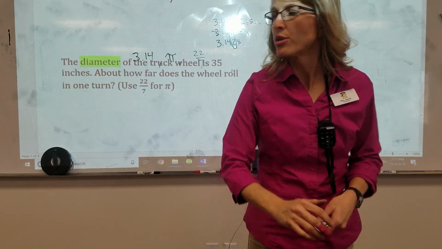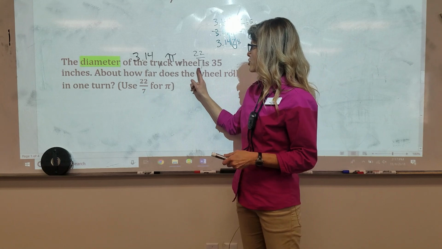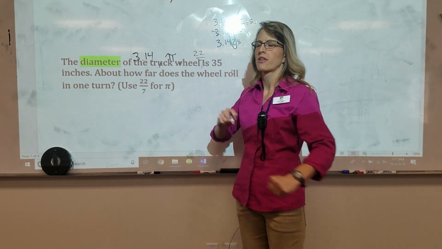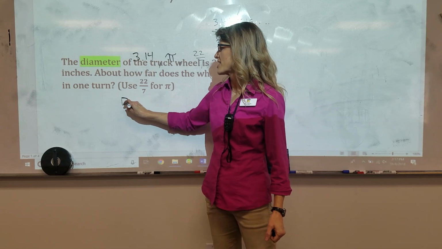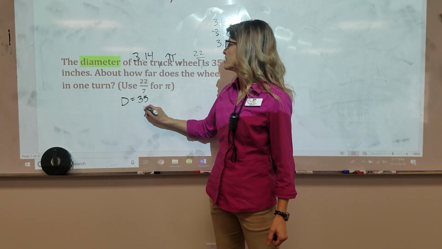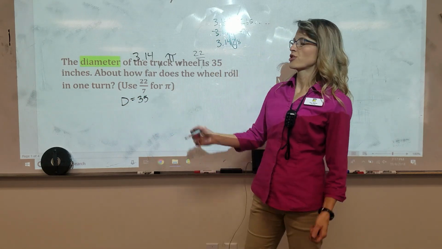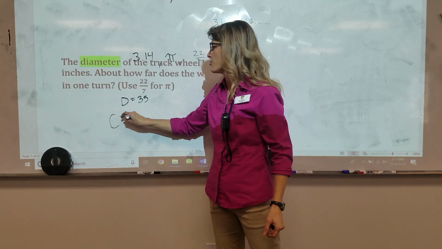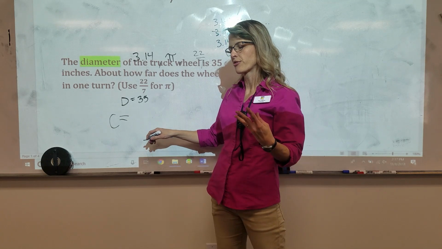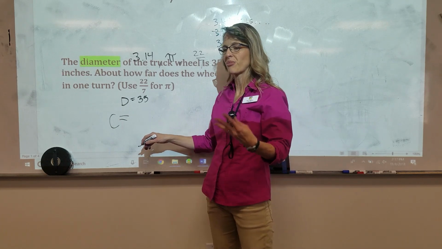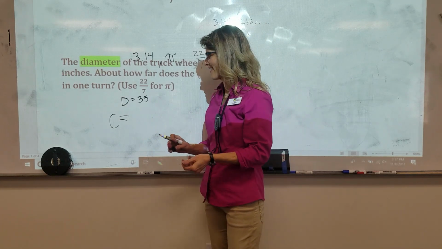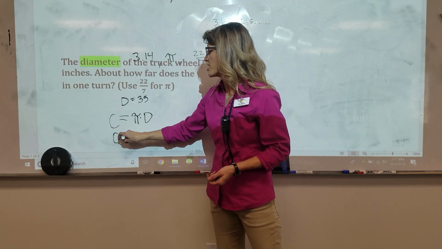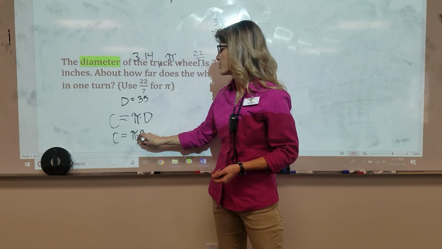So let's do an actual problem. The diameter of a truck wheel is 35 inches. How many inches? Get ready. 35 inches. So I'm going to say D equals 35. How far does the wheel roll in one turn? What they're asking for is that one revolution, that circumference. So before you start, you always think, what's the formula for circumference? Circumference equals pi d. So we're going to say pi times diameter, which is pi times 35.